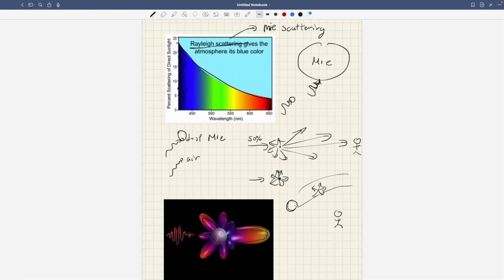And the reason the sun is white is that MIE scattering scatters most of it directly towards you, right? So you see a mix of all the colors as all the colors get scattered equally at 50%. So you see the sun as white and you see the sky as blue. And that is a quick explanation of what happens in our sky and why it is the color it is.